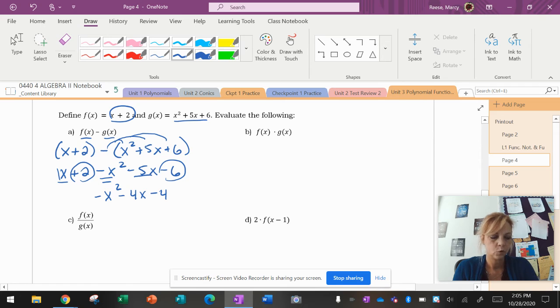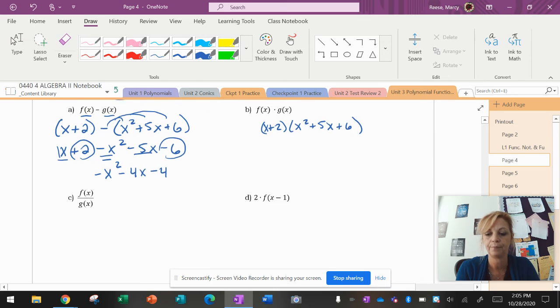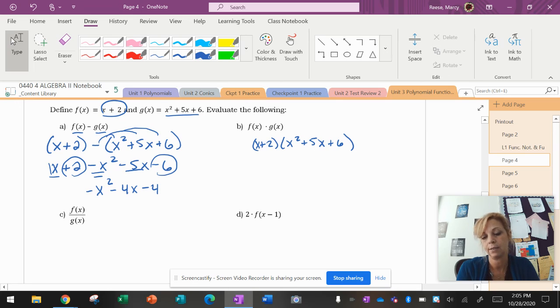Okay, doing pretty good. All right, so B, you got to multiply. Take the f of x, multiply by the g of x. You're going to have to do an area model here. Okay, you're going to finish that one. And then C and D. C, you're dividing them. Okay, that is probably one that I know for sure. I'm going to have you set it up, and then we're going to talk more about that one in class.